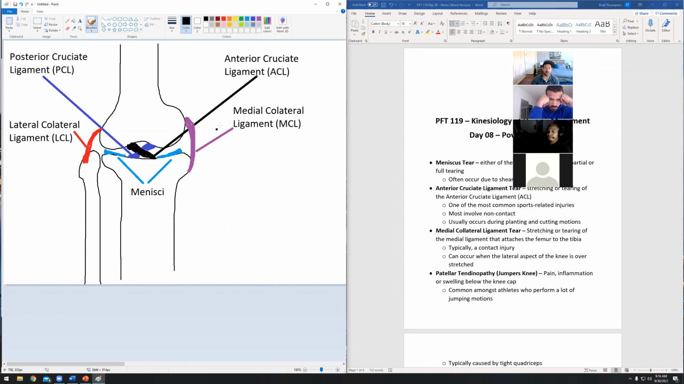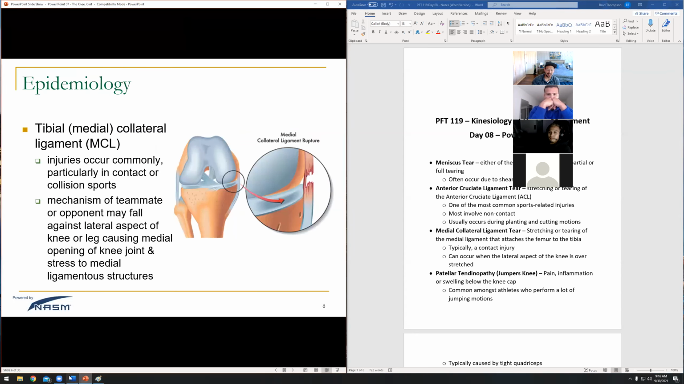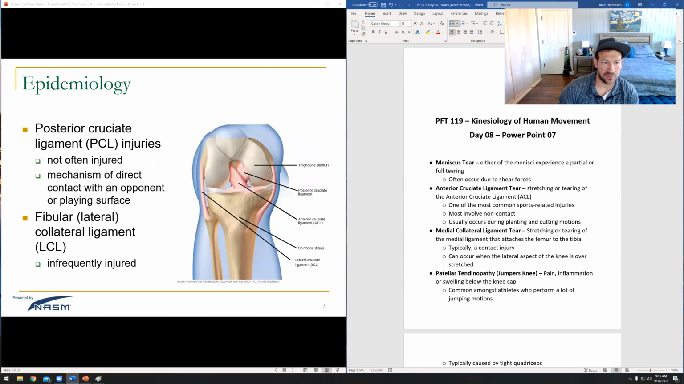That causes overstretching here. So again, we think of it as overstretching from this direction down to that direction. We pull those two bones away from each other that way. That's going to cause the MCL tear. Same thing is true of the LCL tear. That is often also a contact injury.